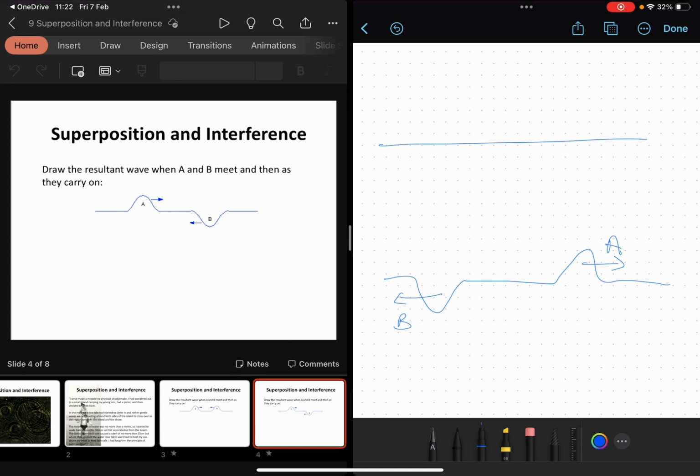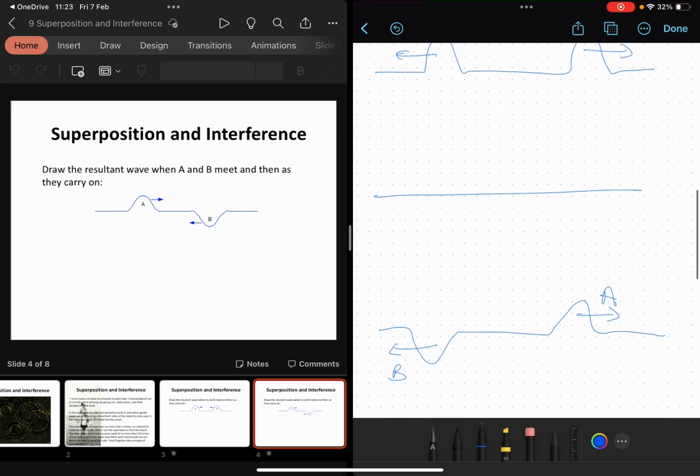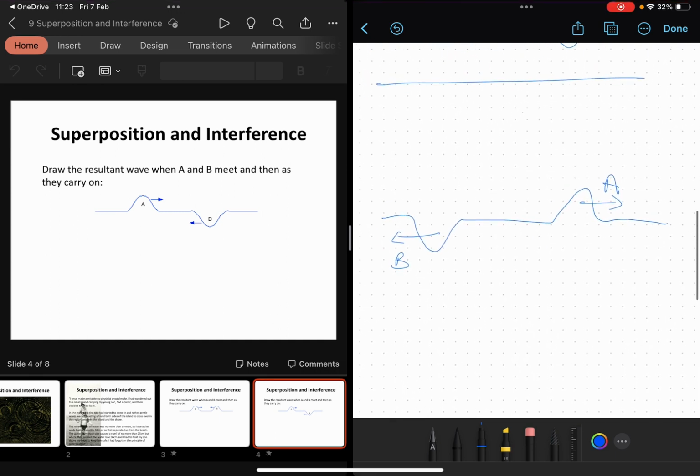And the important point here is that you are adding displacement, and displacement is a vector quantity. So if the starting point was this, that's the maximum displacement of wave A, that's the maximum displacement of wave B. When we add them together, we're adding a positive and a negative quantity together, and they add up to zero. We see this in real life.